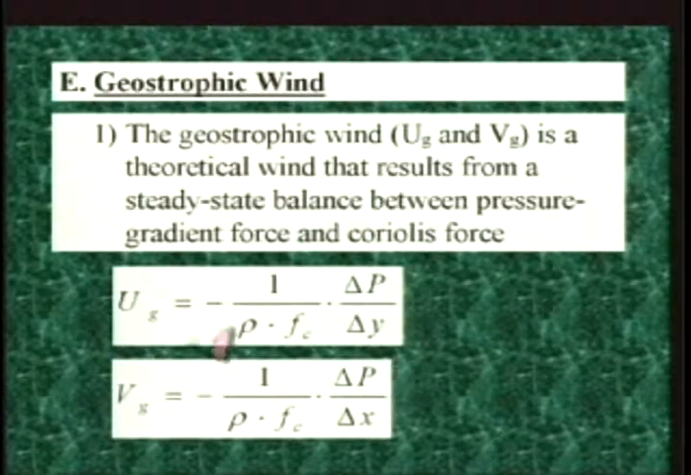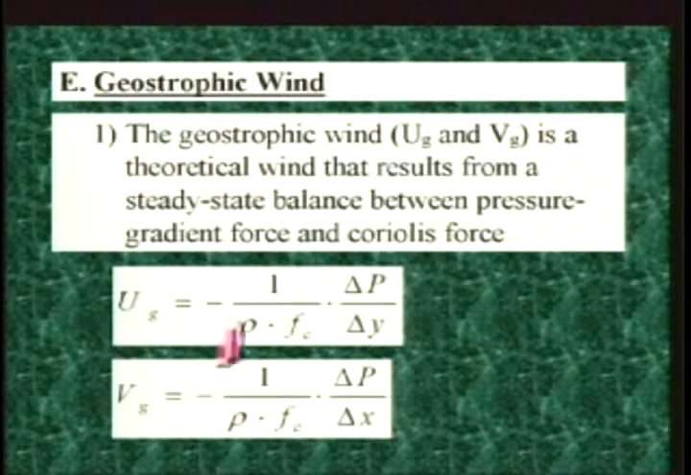Those are our two equations. What's taken into account here? Well, we're looking at pressure, we're looking at the Coriolis force, and we're looking at density. All of those variables will determine the geostrophic wind. And we would do the same thing to look at the wind in the south to north component as compared to the west to east component.